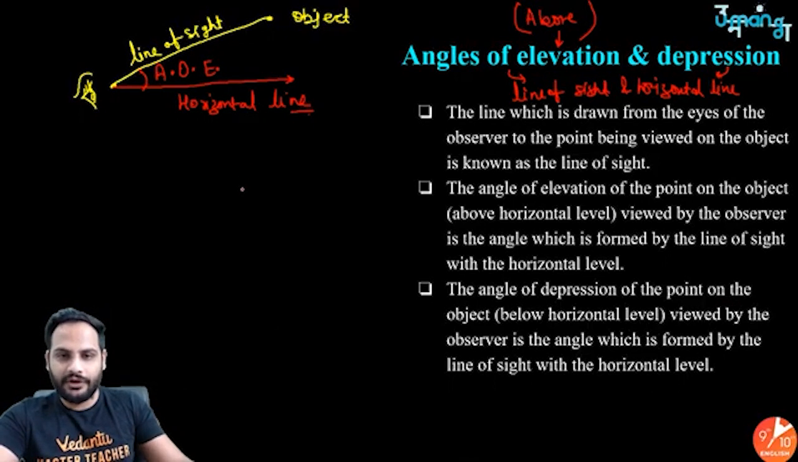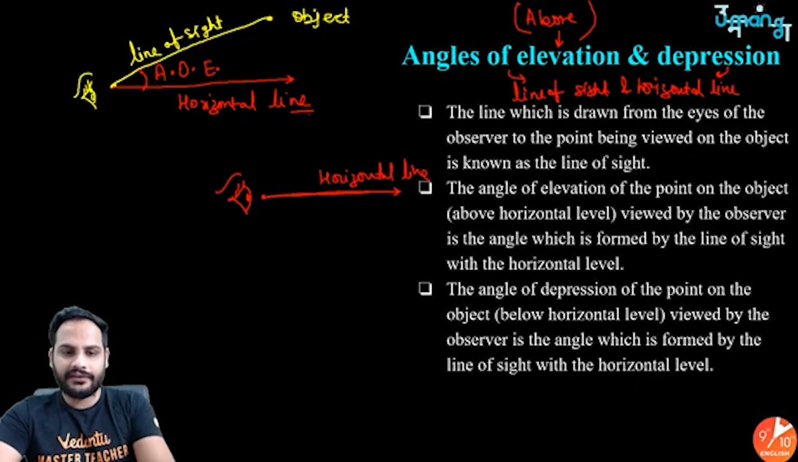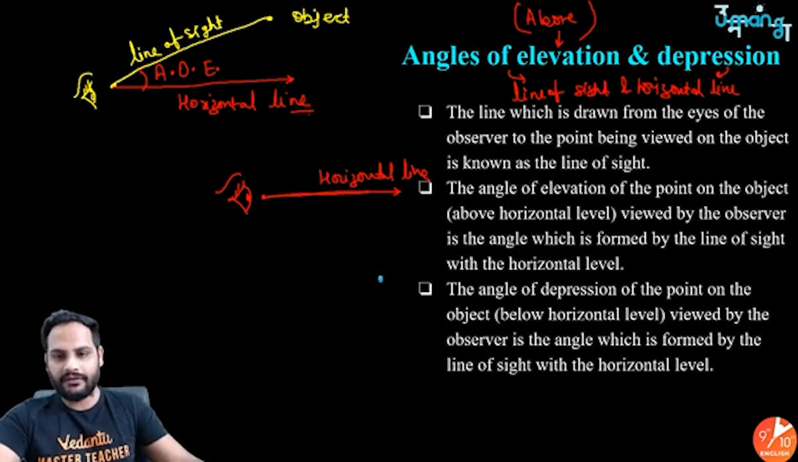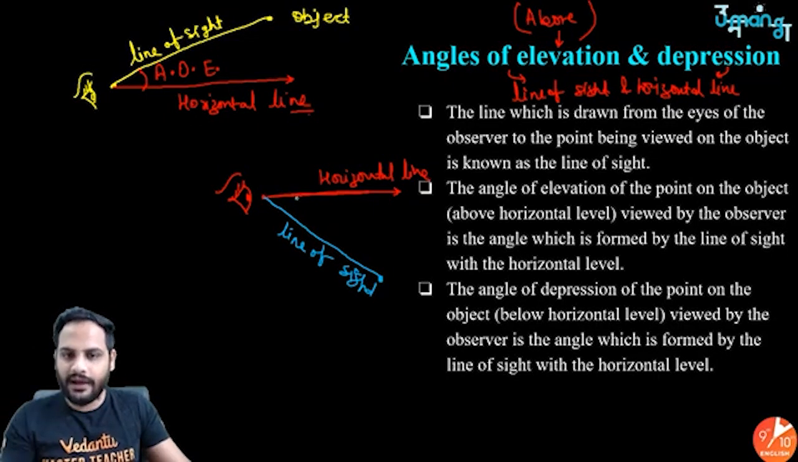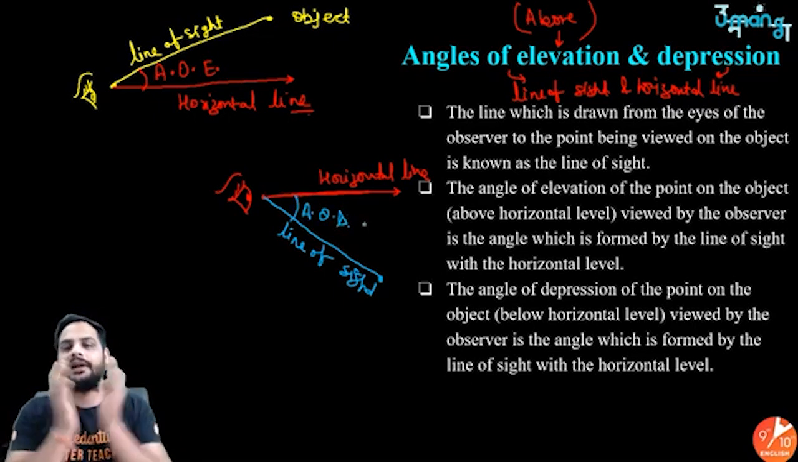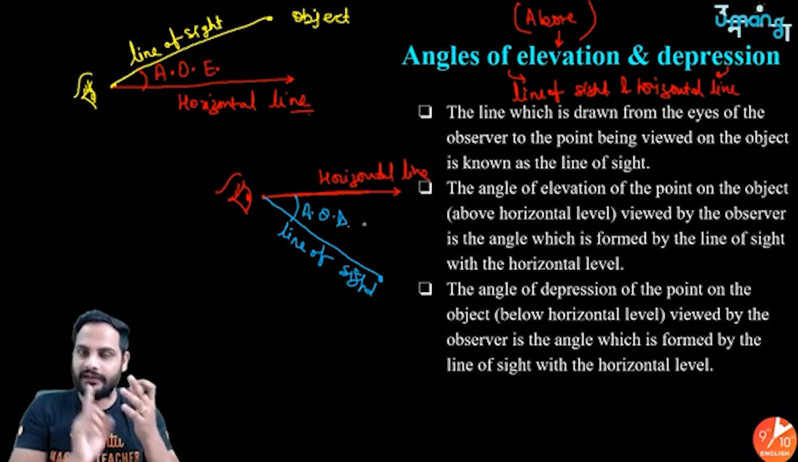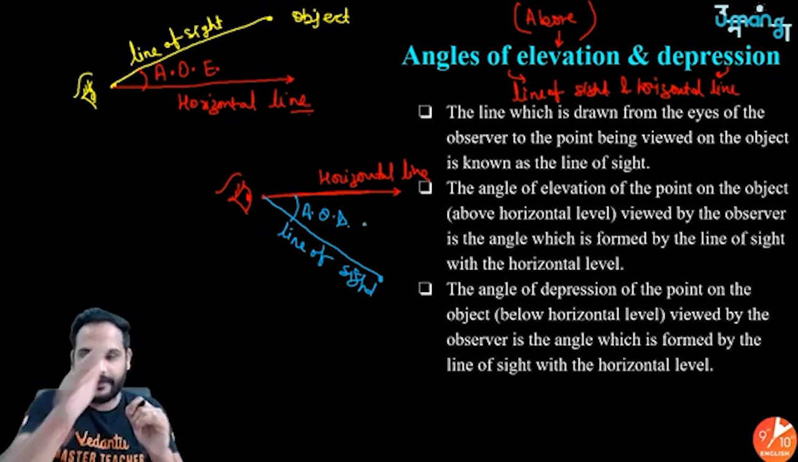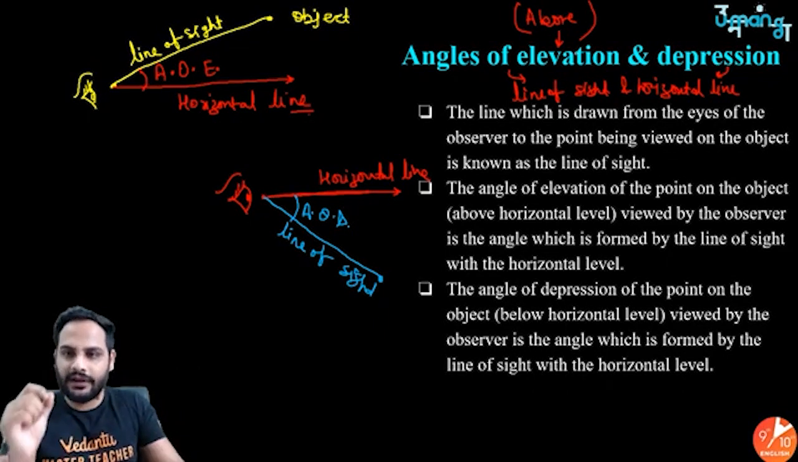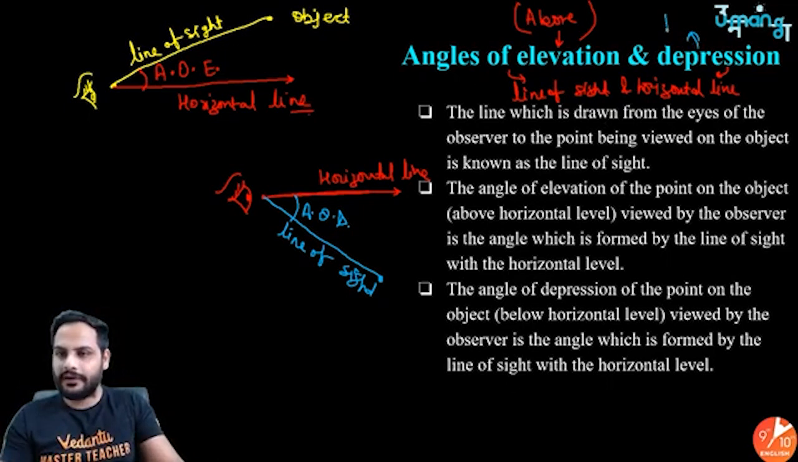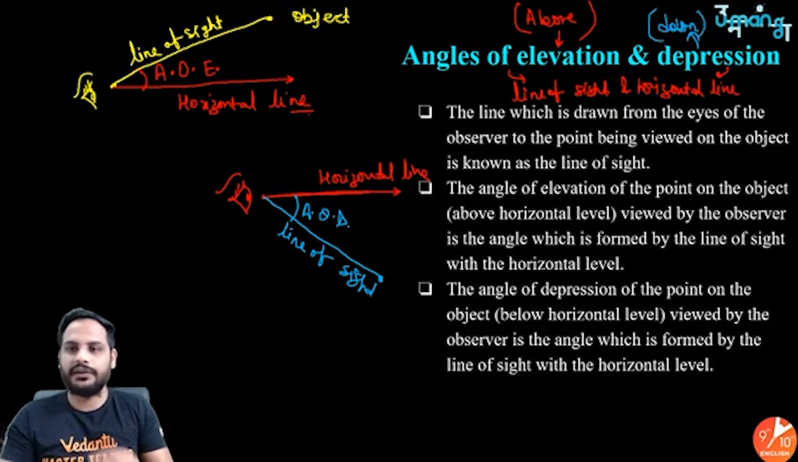And suppose the observer is over here, so from the eye of the observer, I can say this will be the horizontal line, right? This is your horizontal line. And let us say this time the observer is looking down. Somewhere over here we have our object. So the line joining the eye of the observer with the object will be the line of sight. In this case, you can clearly see the observer is looking down, so it will be angle of depression. That is the only difference. Both the angles, angle of elevation as well as angle of depression, lie between the horizontal line and line of sight. The only difference being that in case of angle of elevation, the observer looks up. In case of angle of depression, the observer looks down. This is the only difference.